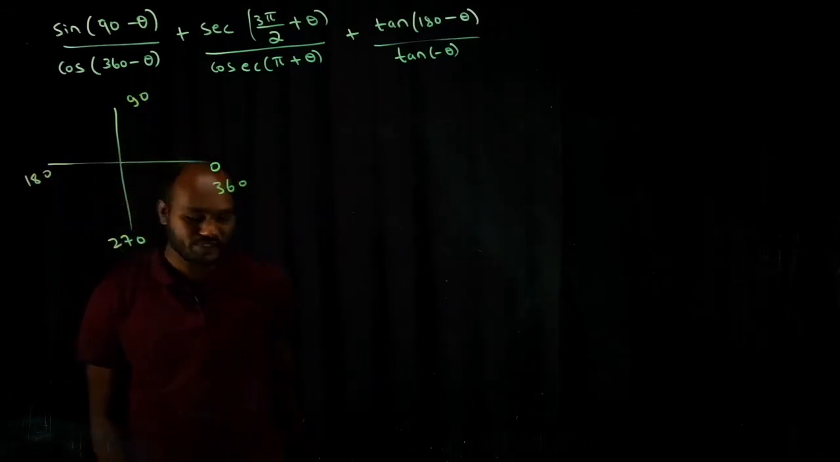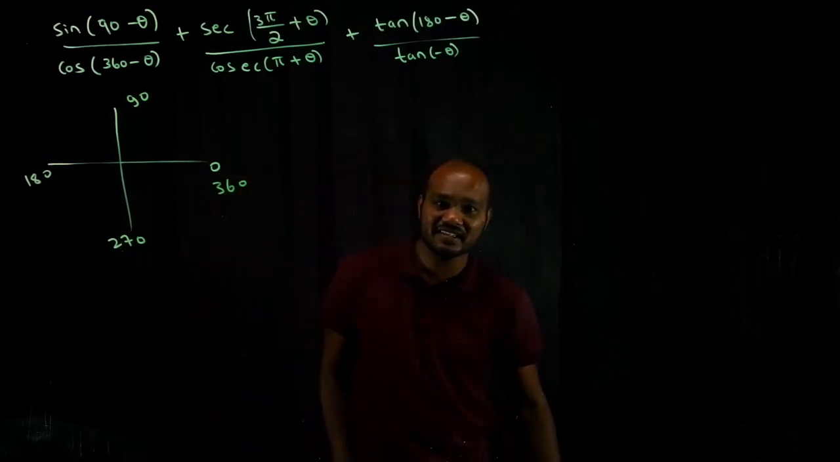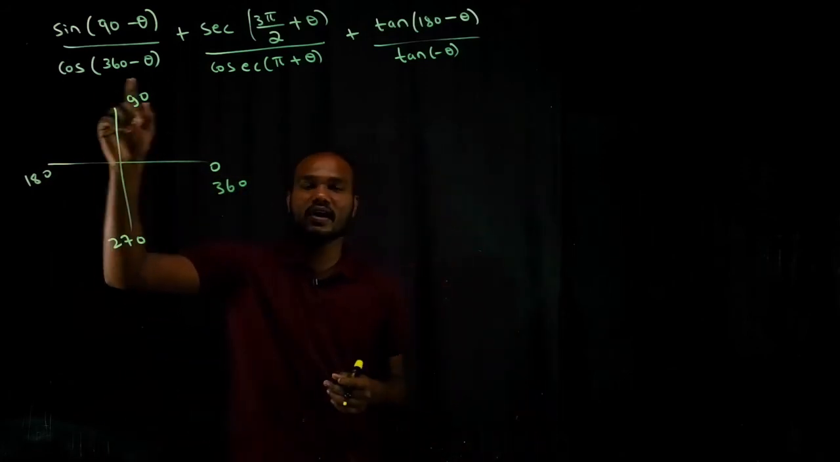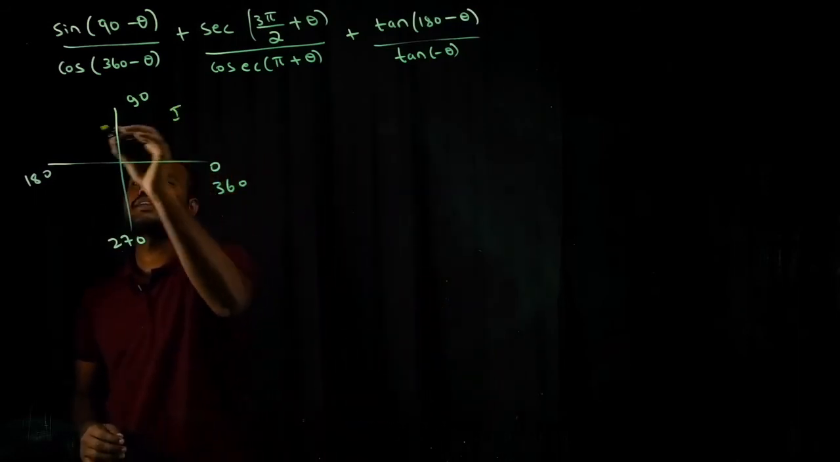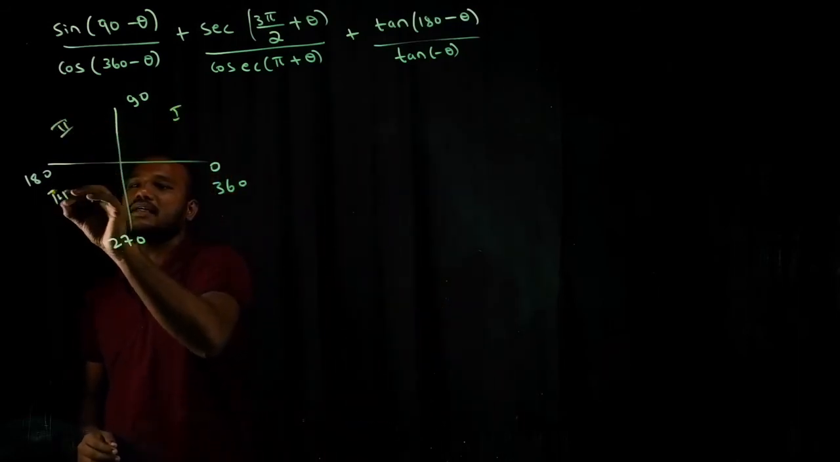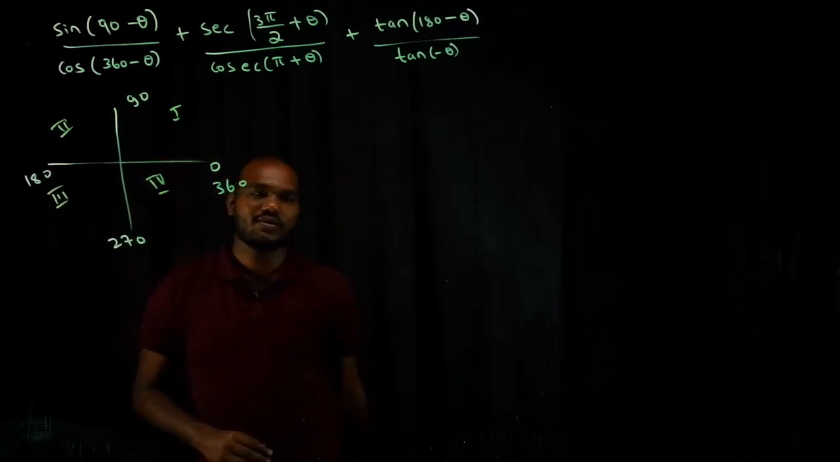Don't forget to check out our video on quadrant system. We have made it in the playlist. Please go back to that video if you don't know the quadrants and which quadrant has what positive. If you don't know that, please go and check it. Okay, this is first quadrant, this is second quadrant, third and fourth quadrant. So let's solve the question.